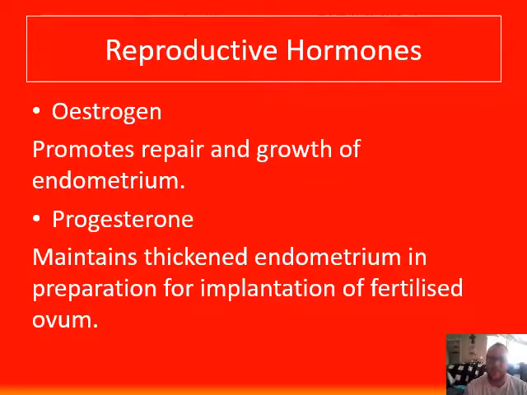Alright, so let's have a look at the reproductive hormones, estrogen and progesterone. Progesterone promotes the repair and growth of the endometrium, and also please include there, stimulates the pituitary to start producing luteinizing hormone.